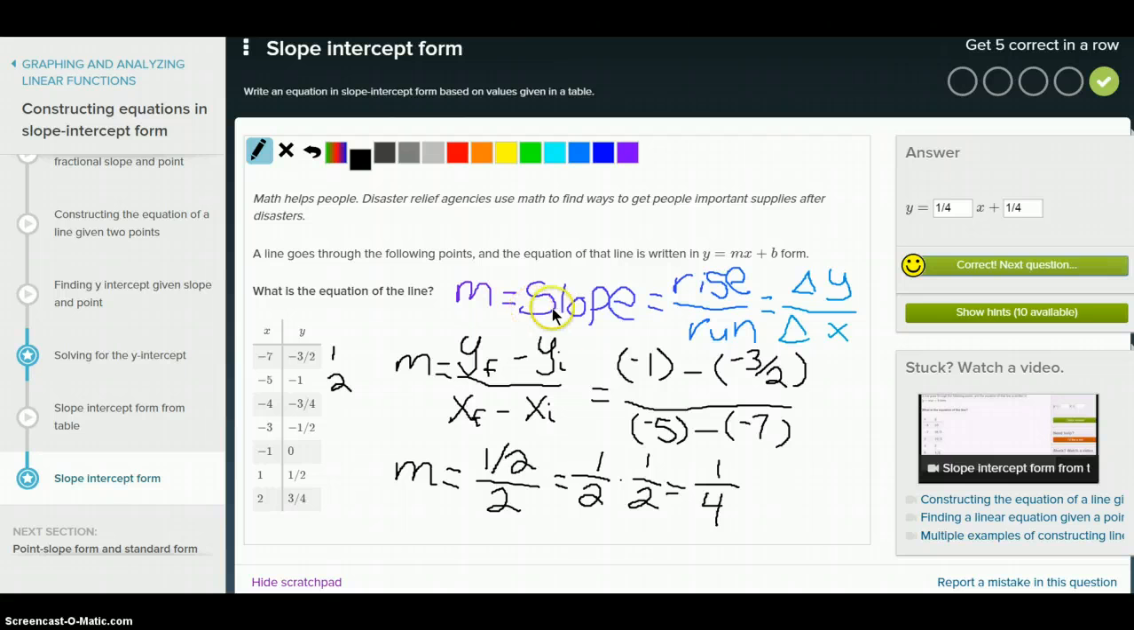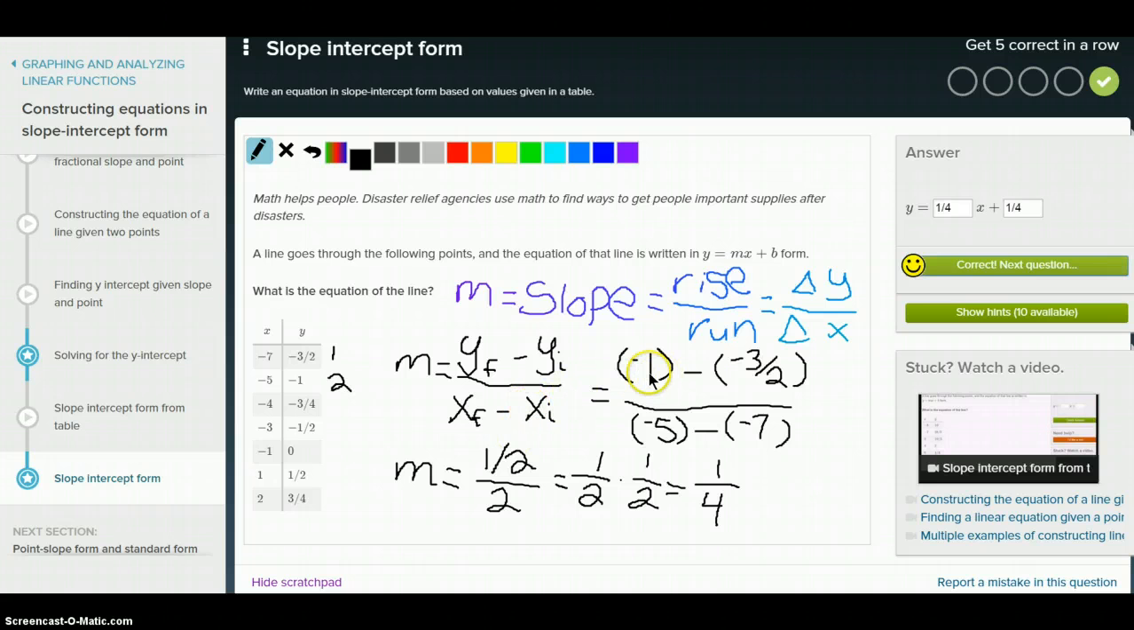So m is the slope. Another way to think of the slope is the rise over the run, or the change in the y over the change in the x. How will the y increase or decrease, and how much will the x increase or decrease? This delta means change in, which means you get the final value minus the initial value. So we're going to do the y for point 2 minus y for point 1 over x for point 2 minus x for point 1.